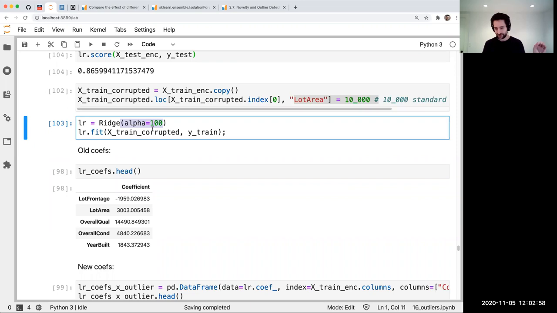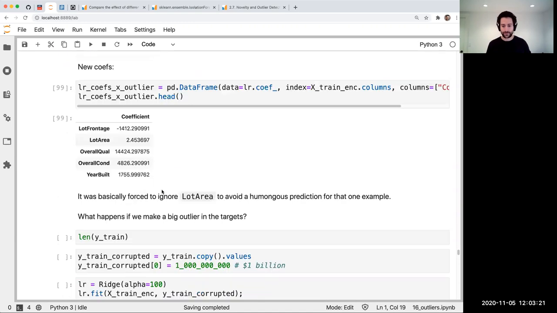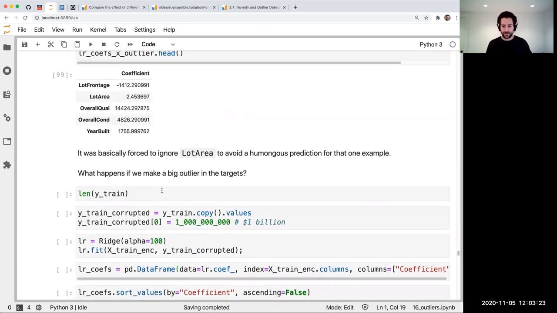The other thing you could do is you could have in your deployment pipeline some sort of outlier detection and try to say, hey, this looks a little messed up. Maybe I'm going to treat this as a missing value and just impute it because I can't have a lot area of 10 million. And then you could actually add that into your pipeline of deployment. Okay, let's keep going.